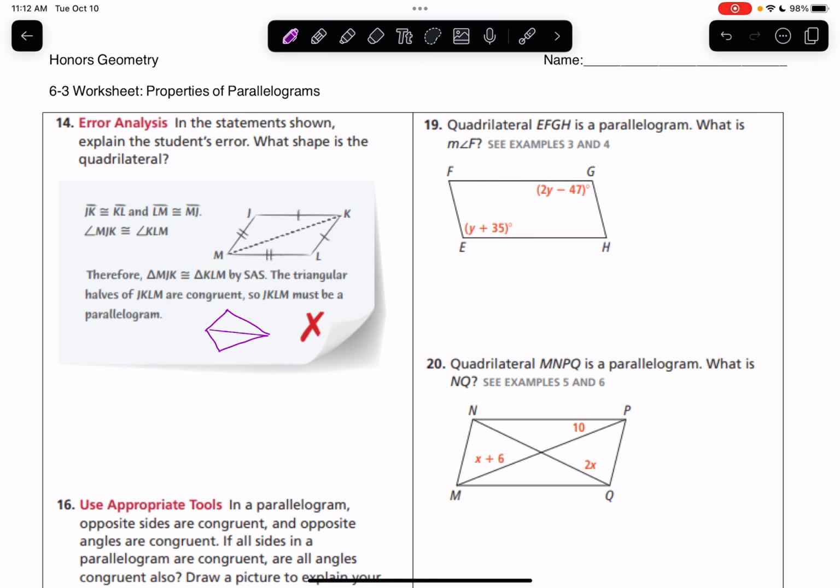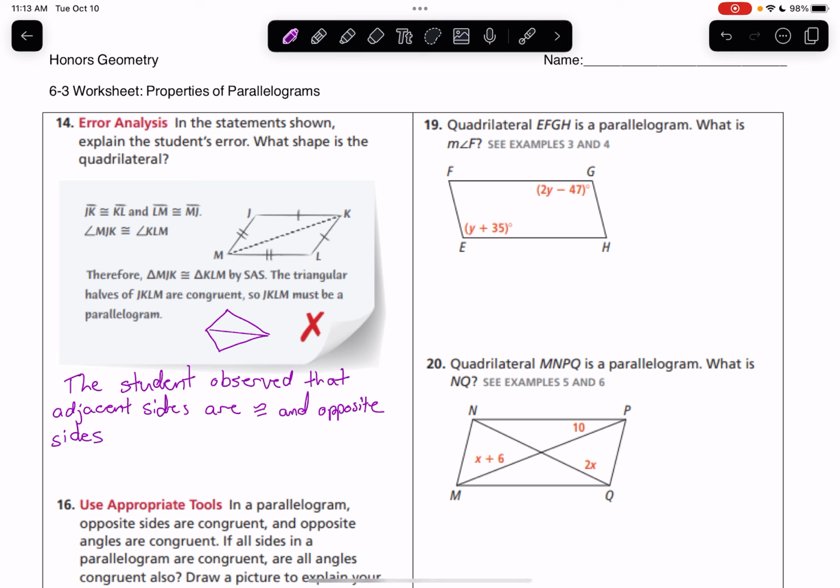So we're going to say the student observed that adjacent sides are congruent and opposite sides are not. The shape that they made is a kite. So the shape is a kite.